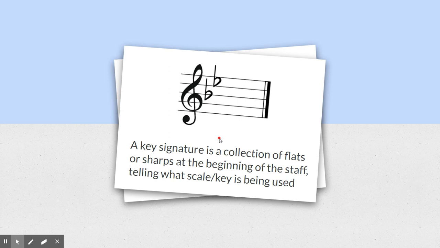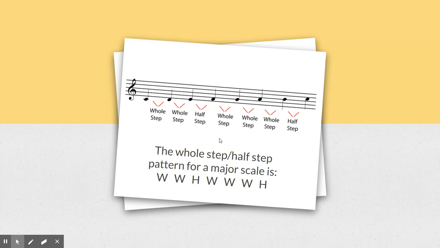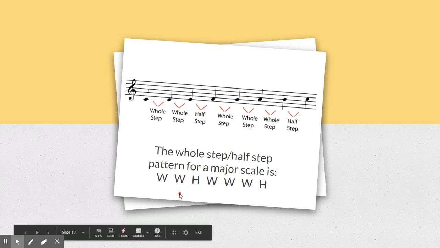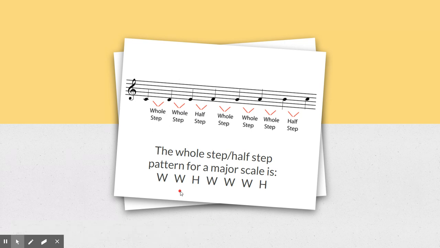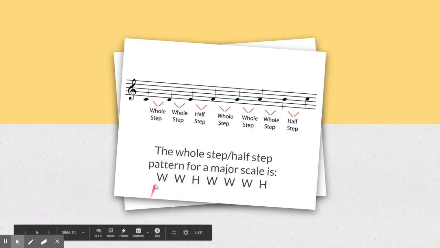Without dilly-dallying anymore, here is how we create our major scale. We talked about whole steps and half steps, and we'll be looking at a keyboard in just a second, but I want to give you this pattern. Your worksheet gives you the whole step, half step pattern for a major scale: whole, whole, half, whole, whole, whole, half.